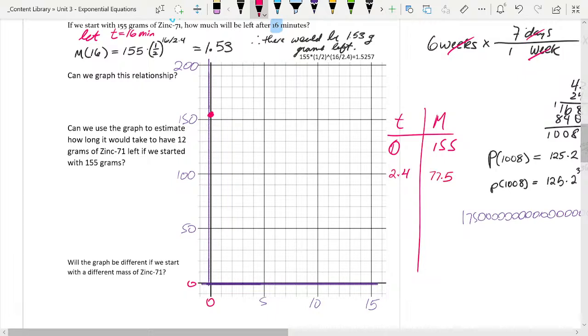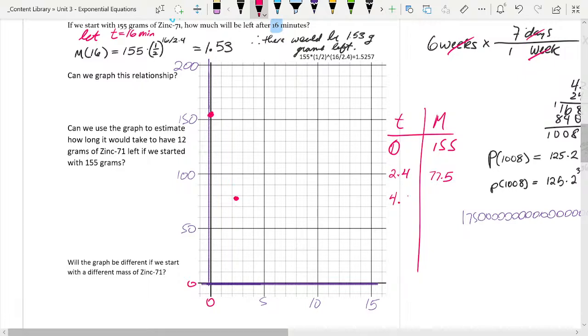77.5, right? Somebody check that, but I think so. So we have to go to like 2.4 and 77.5. Okay, that's ugly. What would the next doubling time be, team?